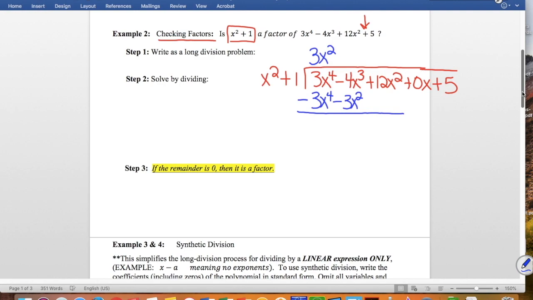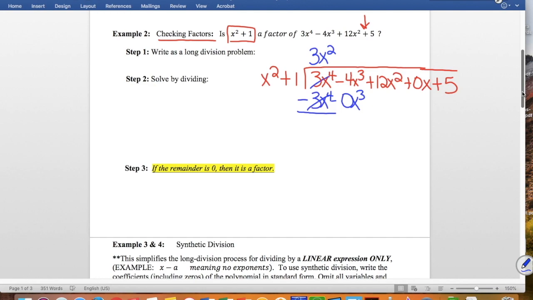So 3x to the fourth minus 3x to the fourth, well, those just add to 0. Negative 4x cubed minus 3x squared. That's interesting. So what do I do in this case? Did I have any x cubes? No, I didn't. So see, this is kind of a common thing that might happen. So here I had 0x cubed. Don't forget that step. So when you go to subtract, make sure you have like terms.